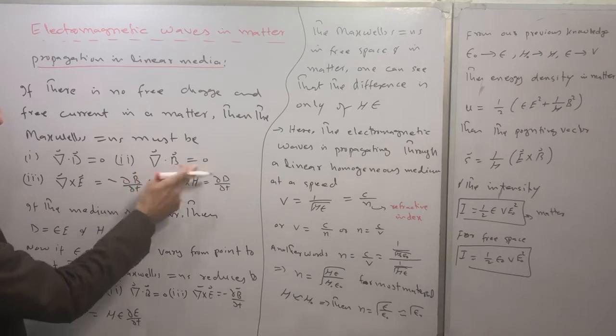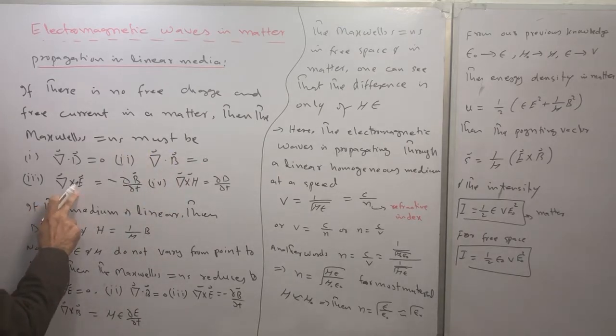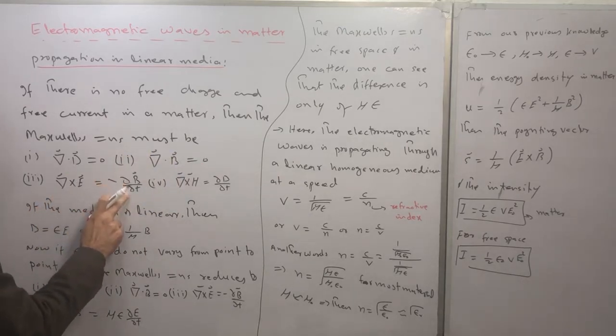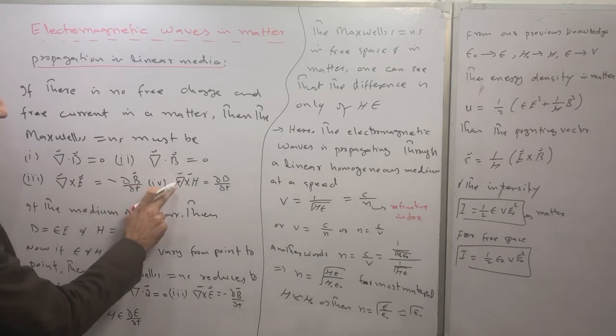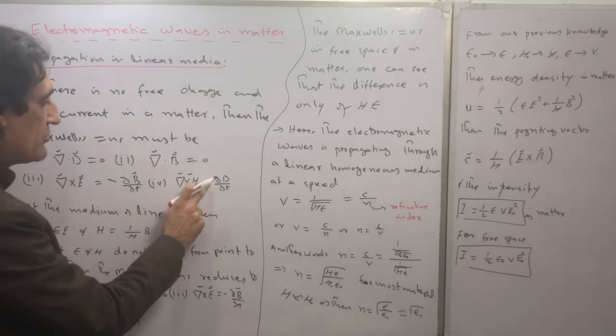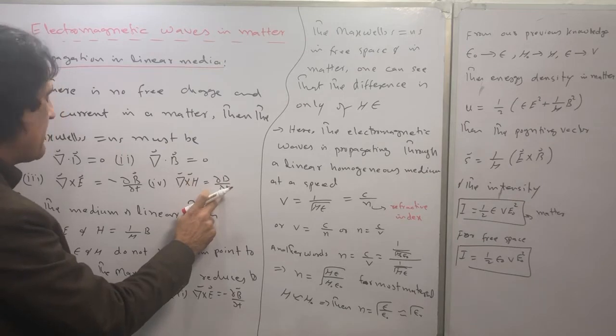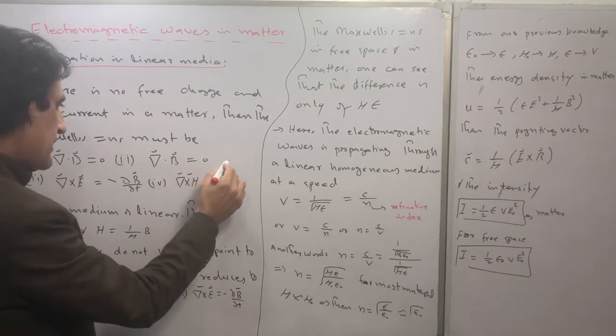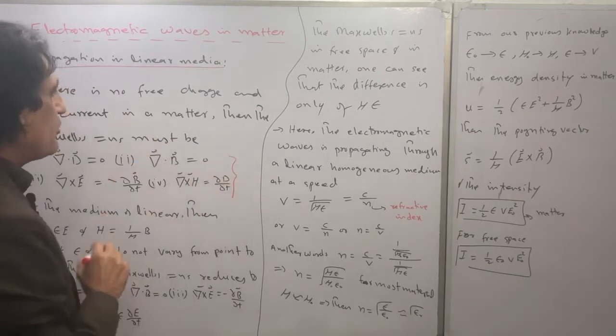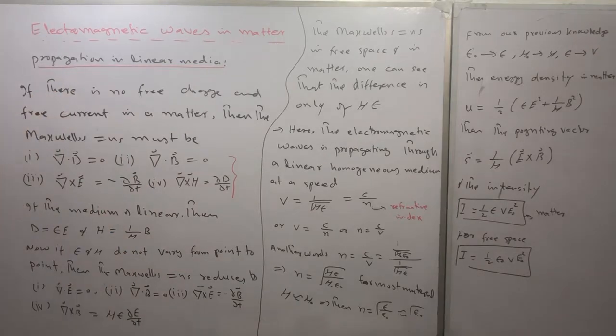The divergence of B is equal to 0. Curl of E is equal to minus partial B divided by partial t, and curl of H is equal to partial D divided by partial t. So these are Maxwell's equations when there is no free charge and no free current.